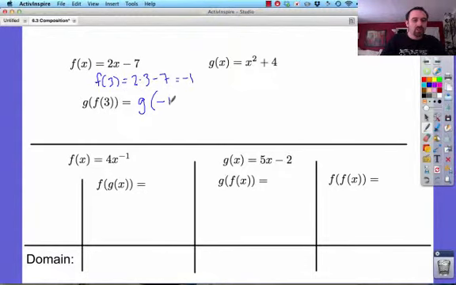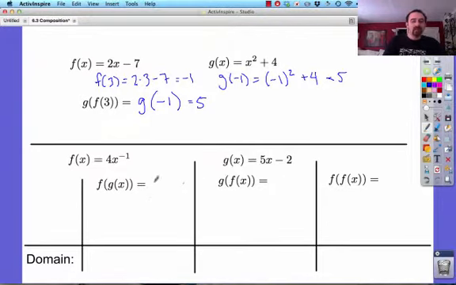So g of f of 3 is the same as g of negative 1. Now, I put negative 1 into g. Negative 1 squared is 1, plus 4 is 5. So g of f of 3 is 5.